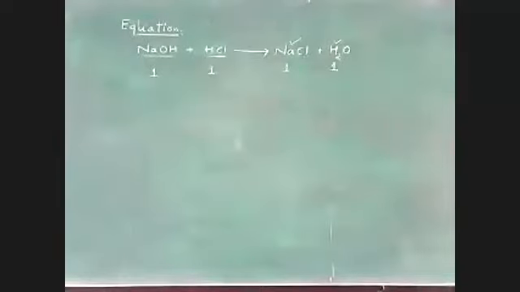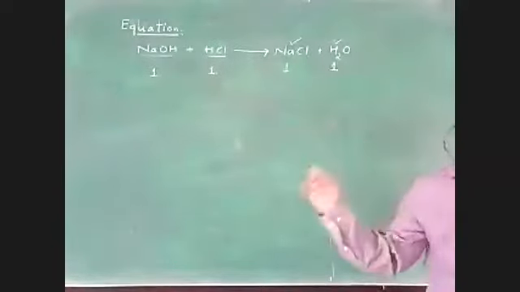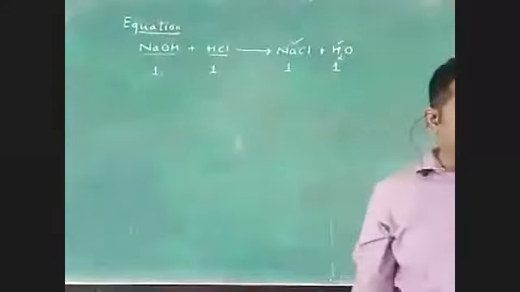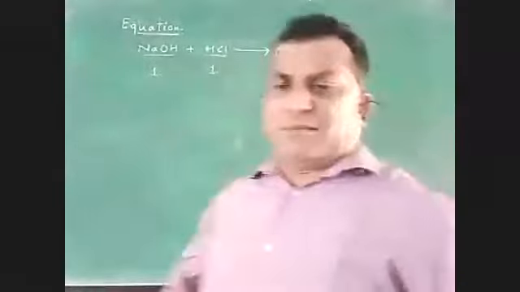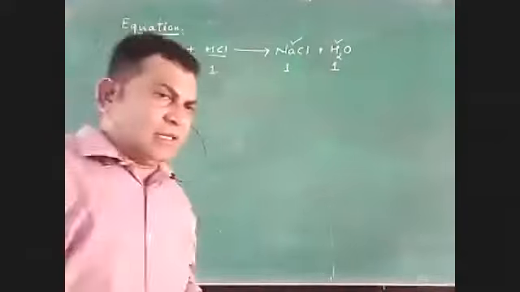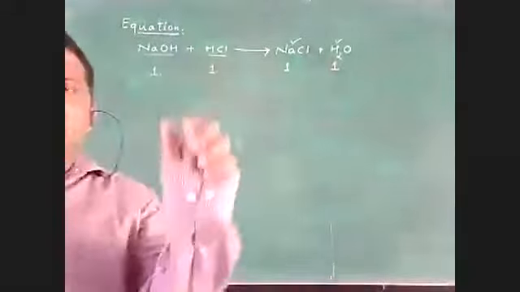And we used to write here 1, 1, 1, 1. So this is our first criteria to understand. Okay, so this is our first criteria. We can make understanding by this.